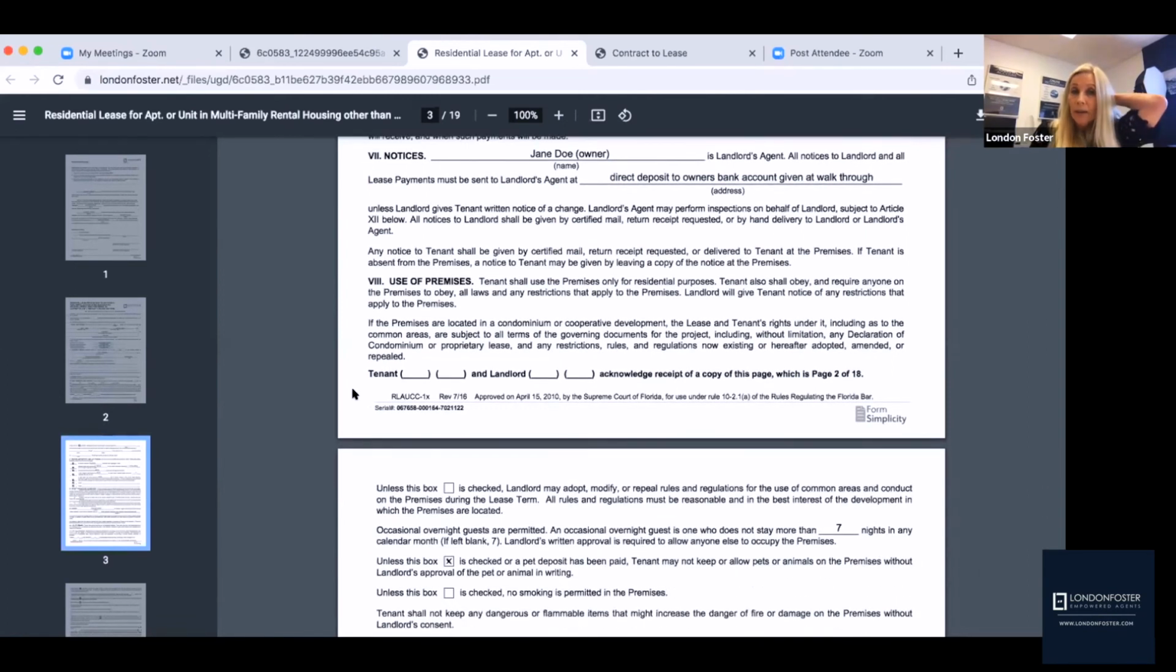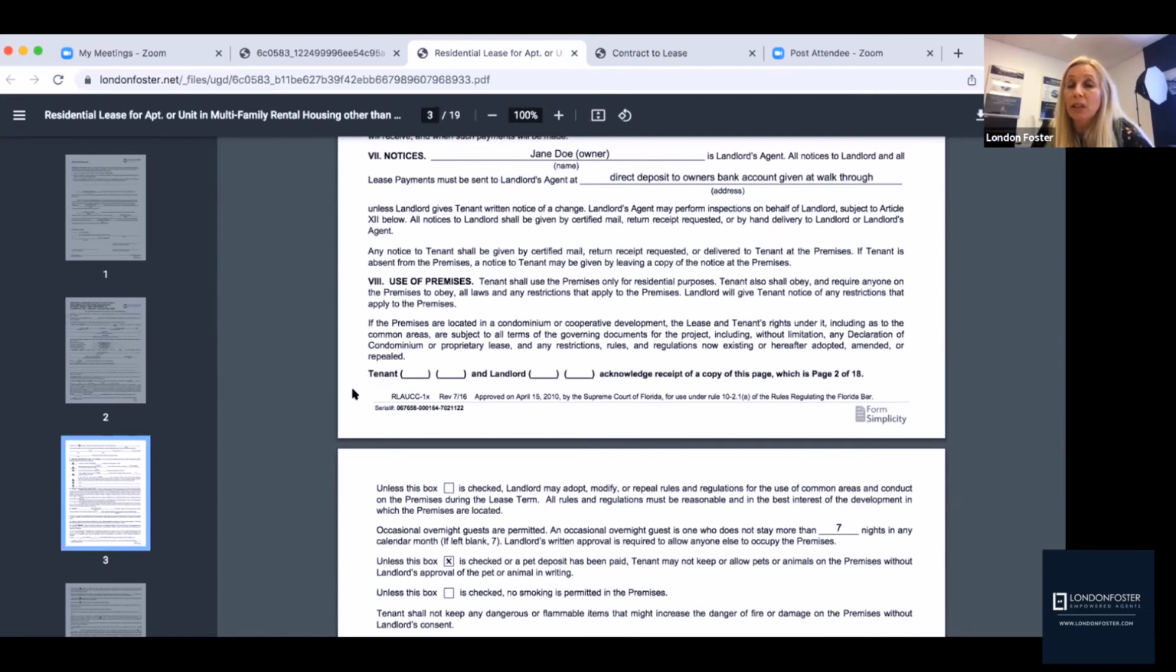Okay. If they need to give notice to the tenant for non-payment of rent or anything like that, it needs to be done by certified mail. Certified mail to the known address of the tenant, and that would be the one on their driver's license, like we said before.